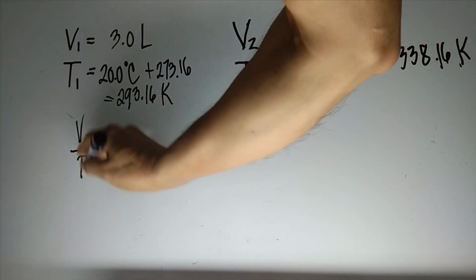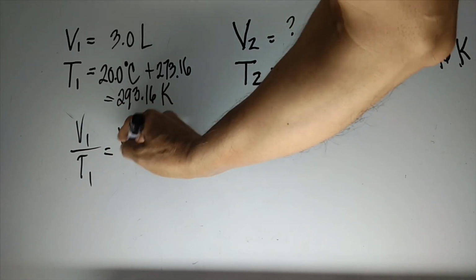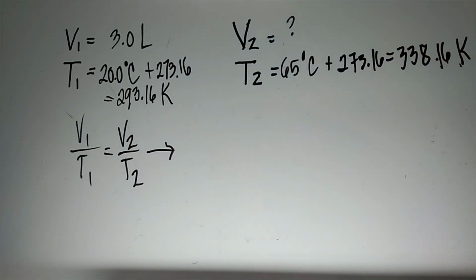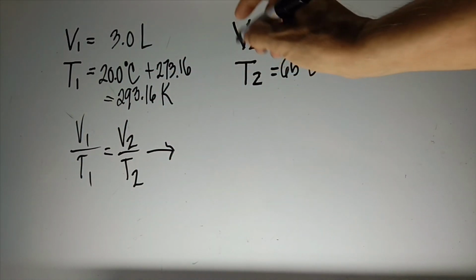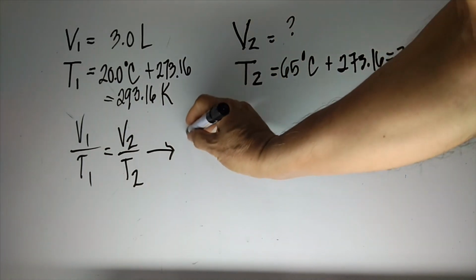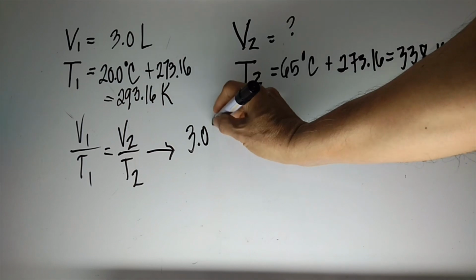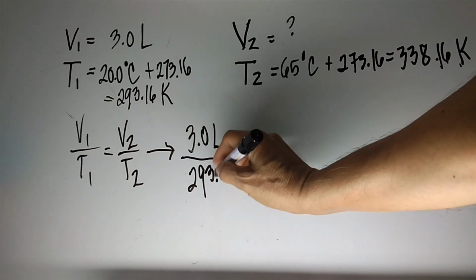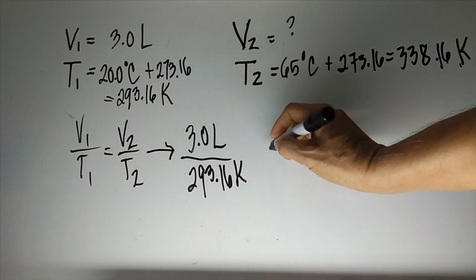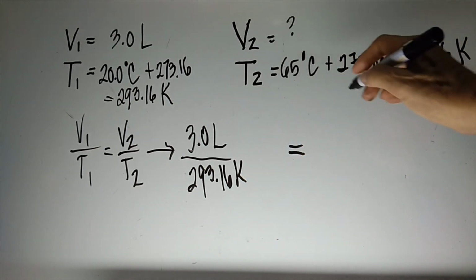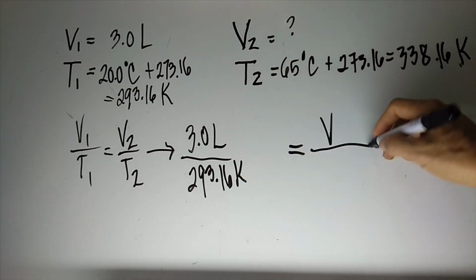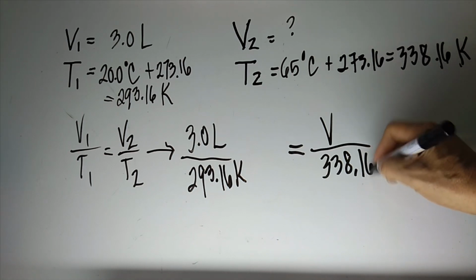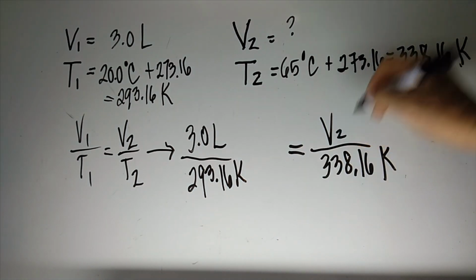Using the formula, V1 over T1 is equal to V2 over T2. So we'll substitute all the given values to the formula. So this will become 3.0 liters all over 293.16 Kelvin is equal to V2 all over 338.16 Kelvin. This is V2.